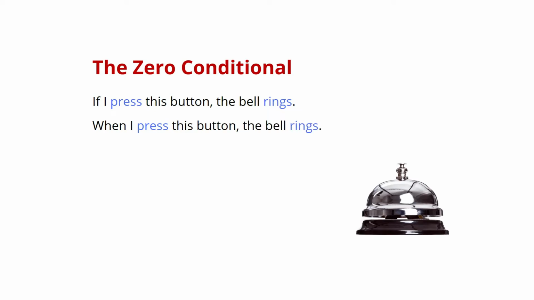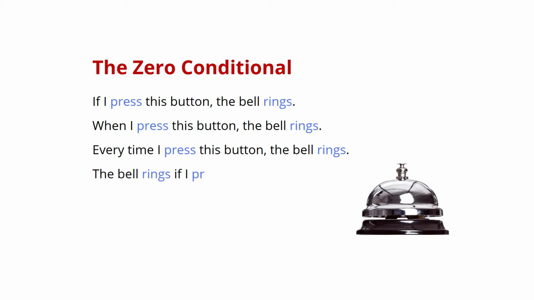When I press this button, the bell rings. Or, every time I press this button, the bell rings. We can also change the order of the two clauses, and say, the bell rings if I press this button. The meaning is the same, but notice that the comma is not used to separate the two clauses.